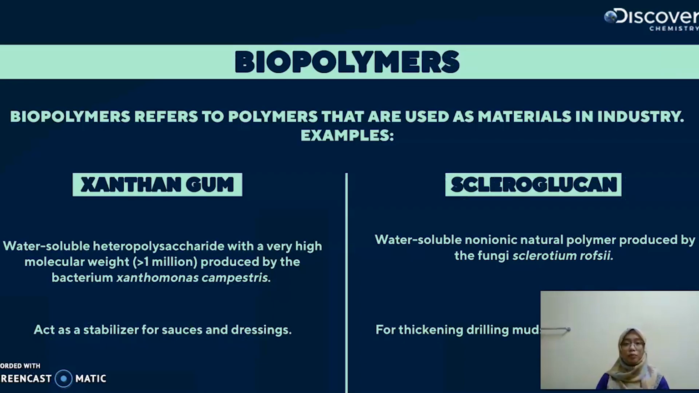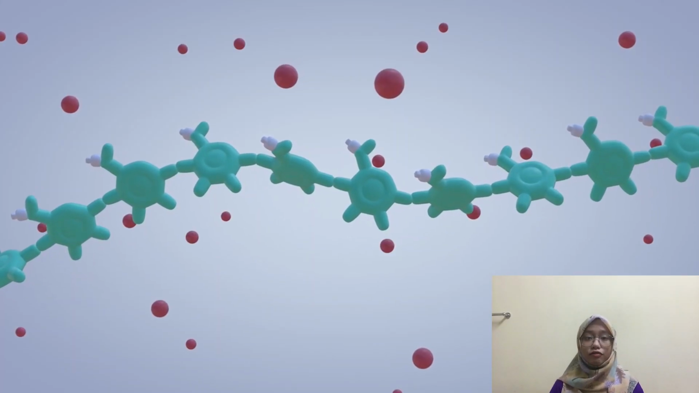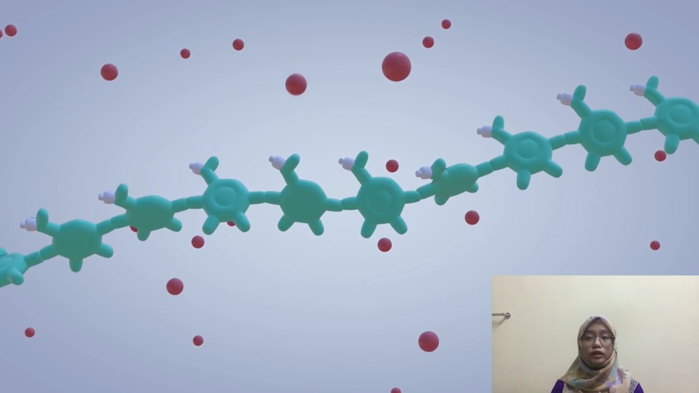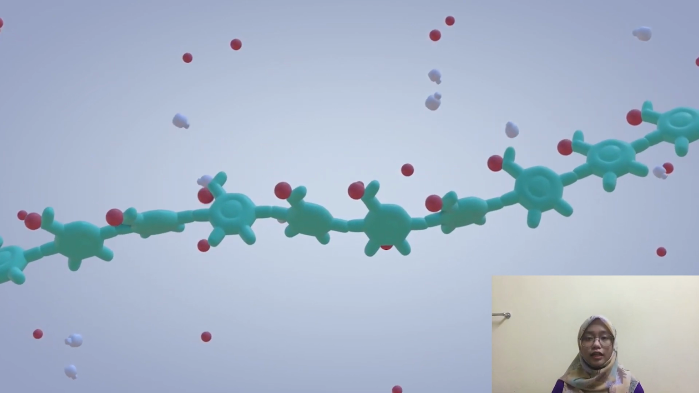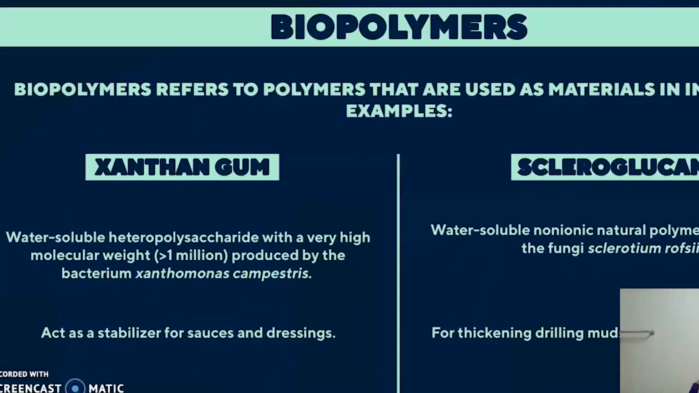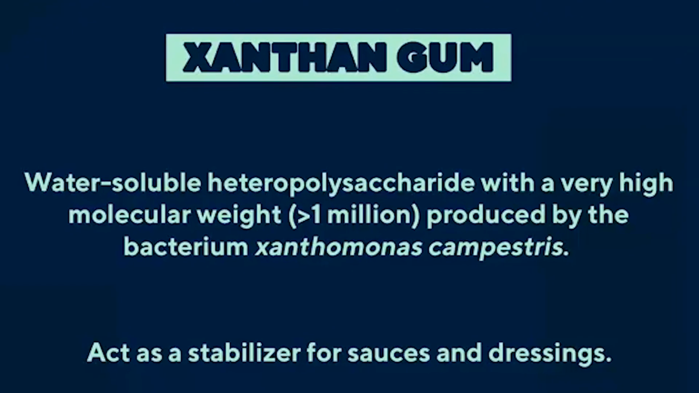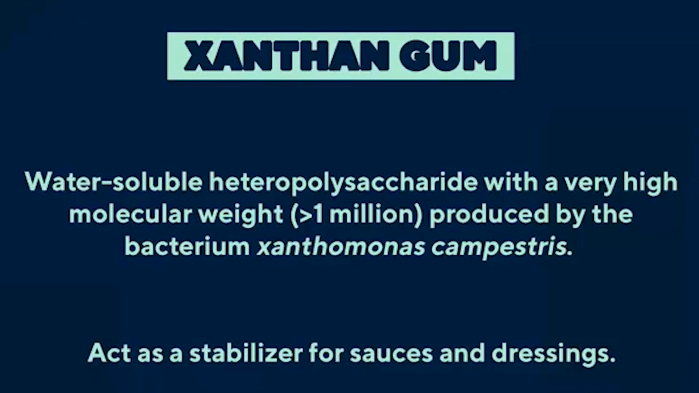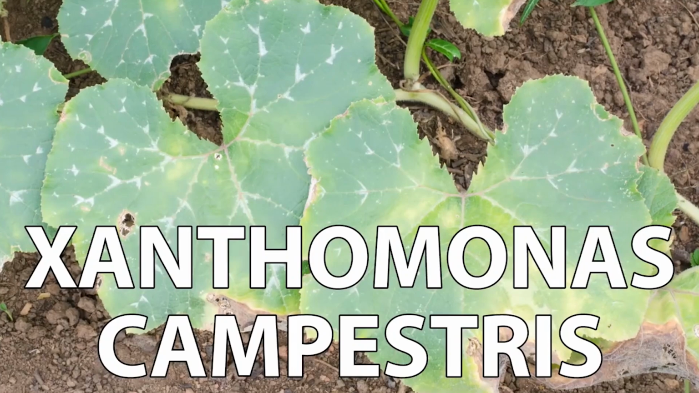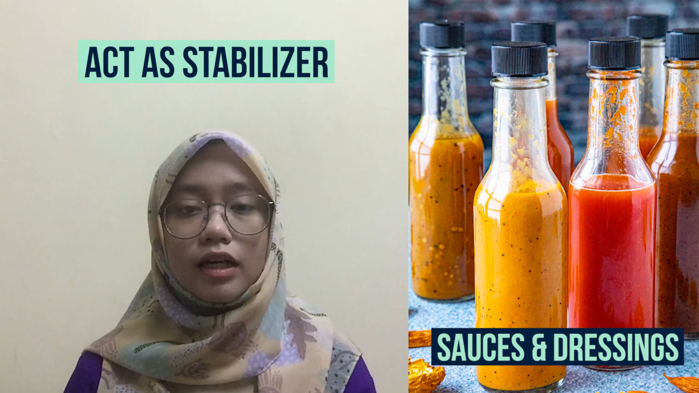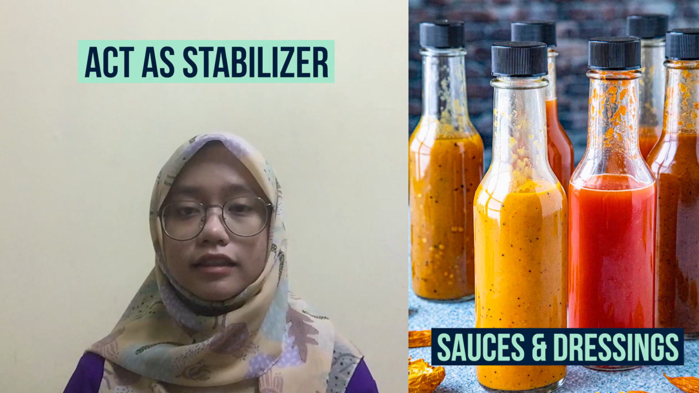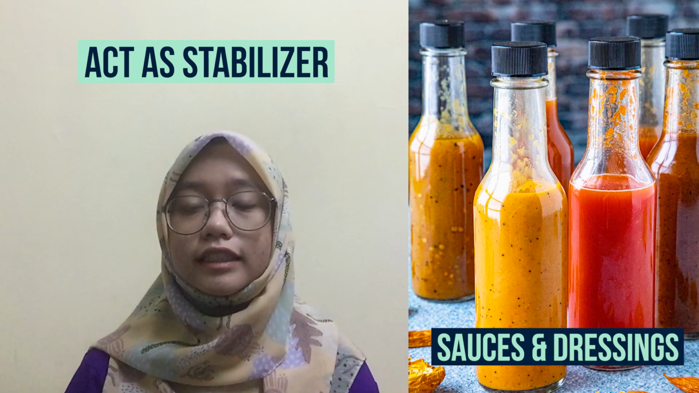The last part is biopolymers. What are biopolymers? Biopolymers refers to polymers that are used as materials in industry. For example, xanthan gum and scleroglucan. Xanthan gum is a water-soluble heteropolysaccharide with a very high molecular weight, more than 1 million, produced by the bacteria named Xanthomonas campestris. The function is to act as a stabilizer for sauces and dressings.